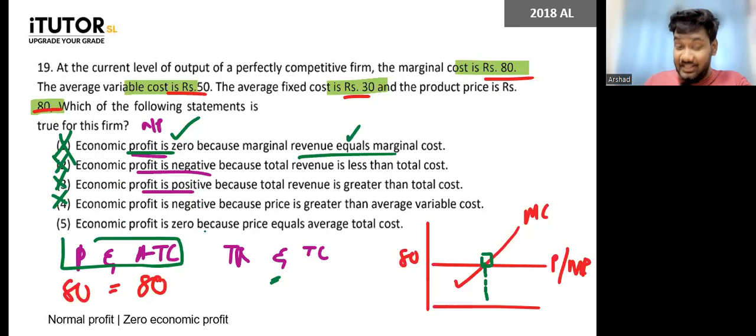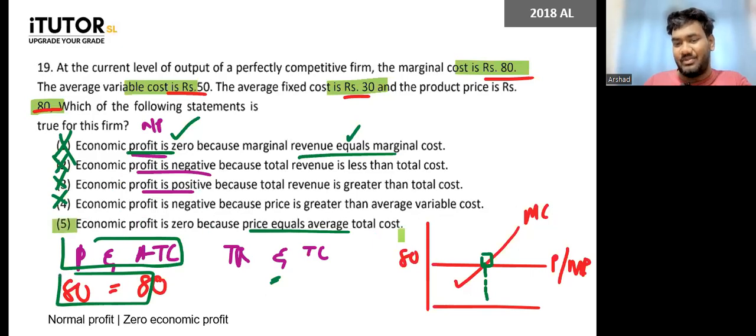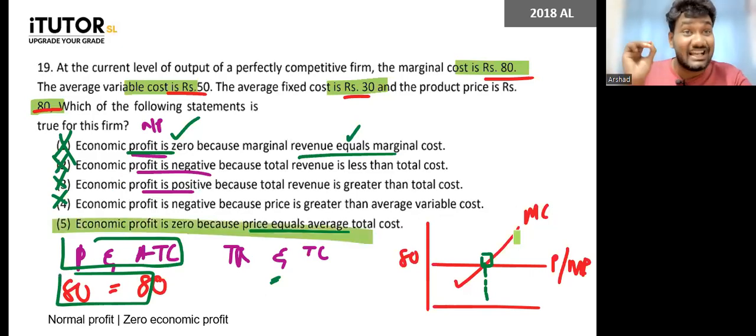Economic profit is zero because price equals average total cost. Price and average total cost are equal. Therefore, our economic profit is zero. That is right. Got it?